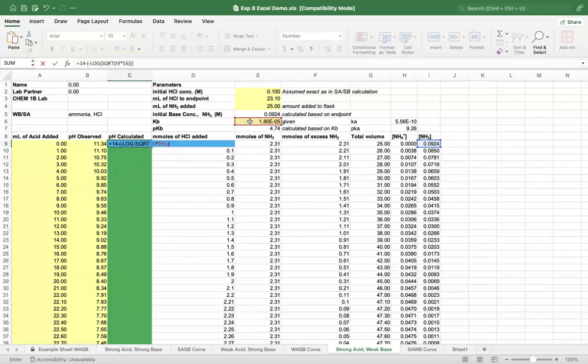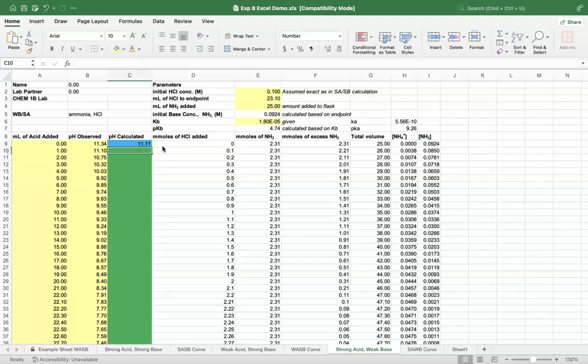Parentheses, parentheses, parentheses. So the square root of concentration times Kb gives us hydroxide. Negative log of hydroxide gives us pOH. And 14 minus that gives us pH. We got 11.1 calculated for that.